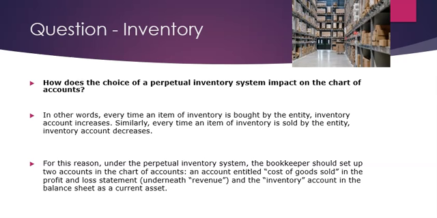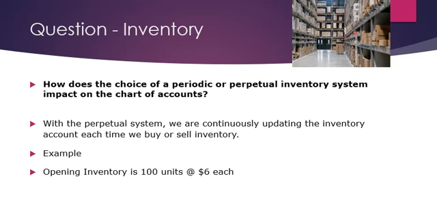So therefore, under the perpetual inventory system, the bookkeeper should set up two accounts in the chart of accounts. One account is called the cost of goods sold, and that's in the profit and loss statement. And the inventory account is the second account, and that will be in the balance sheet as a current asset. So once again, with the perpetual system, we are continuously updating the inventory account each time we buy or we sell inventory. Let's have a look at this example.